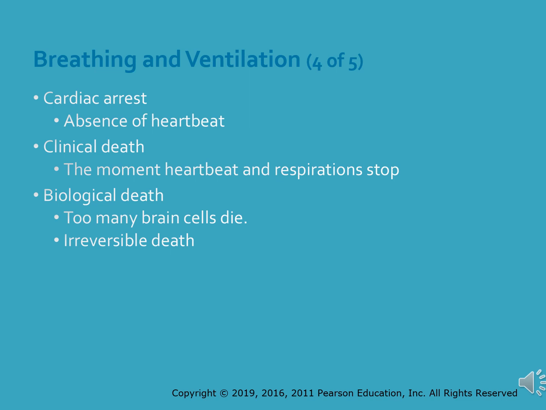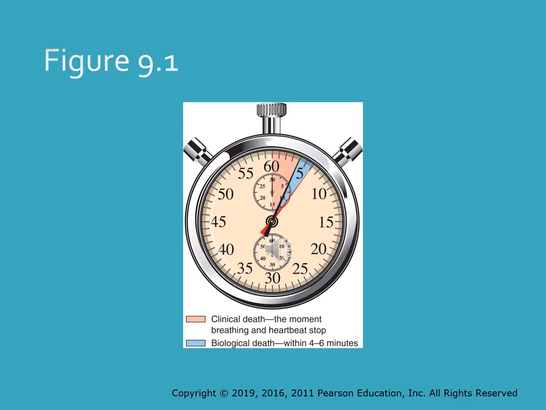The organ affected first is the most critical one, which is the brain. Biological death occurs when too many brain cells die, and clinical death at that point can be reversed, but biological death cannot. So again, remember that without oxygen, brain cells begin to die within 4 to 6 minutes, and irreversible death may occur in as little as 10 minutes.